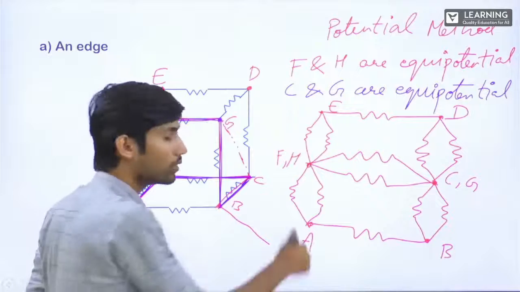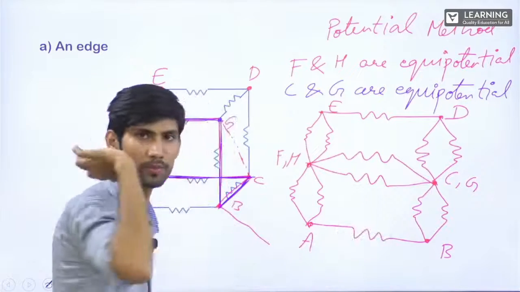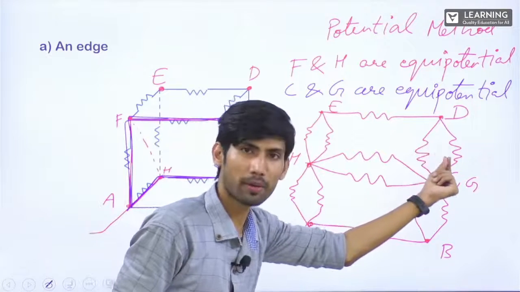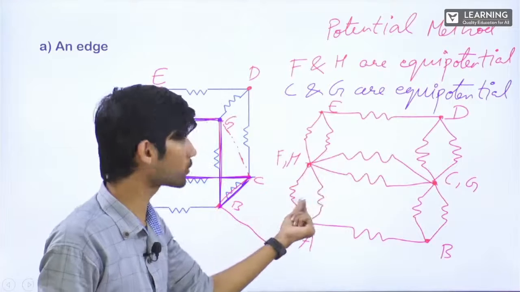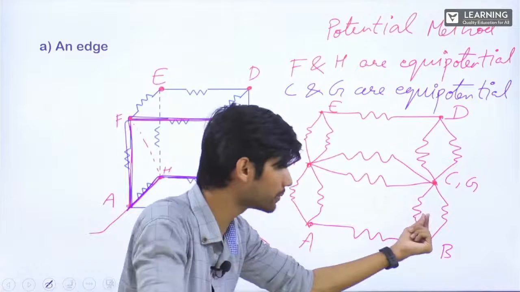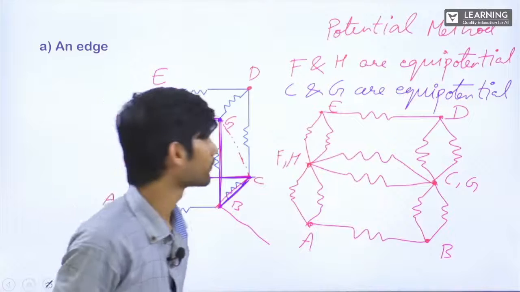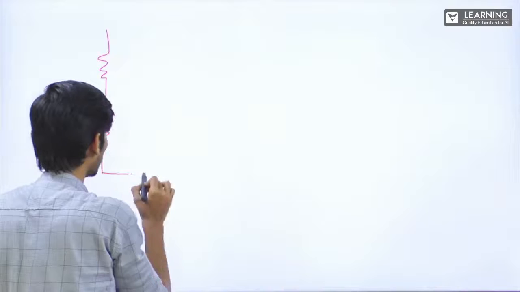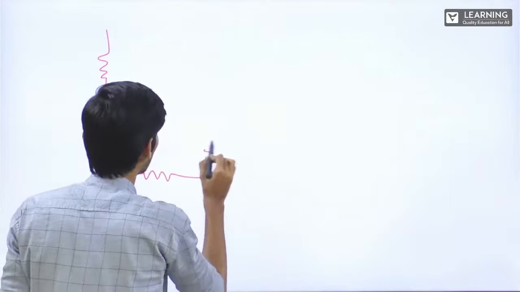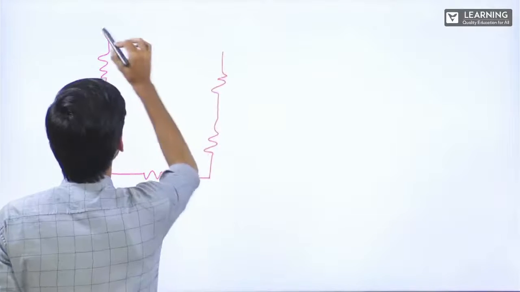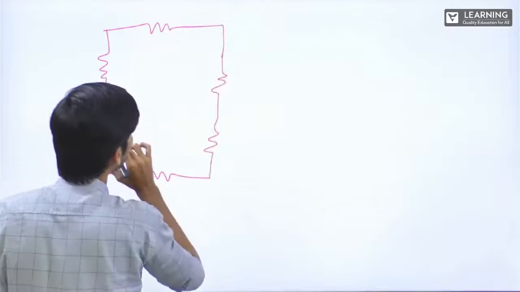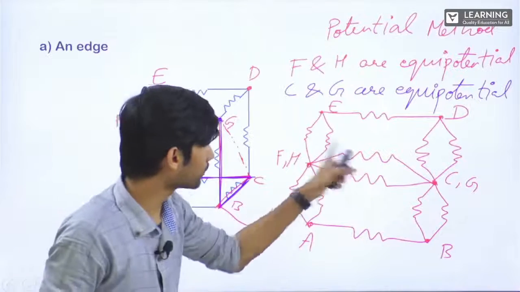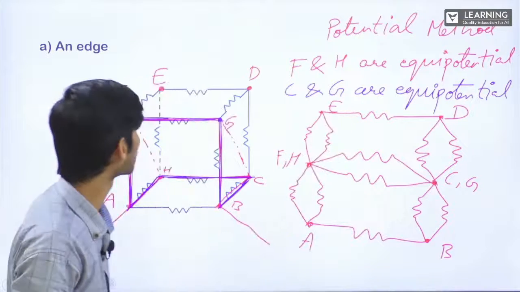Clear? Now all our resistances are R. So these two are parallel, so this will become R by 2. This will also become R by 2, this will be R by 2. Here the equivalent will be R by 2, and here the equivalent will be R by 2. And these two will remain R and R. So our equivalent circuit will be R by 2, R by 2, R by 2, R by 2, R, and here one more R by 2.